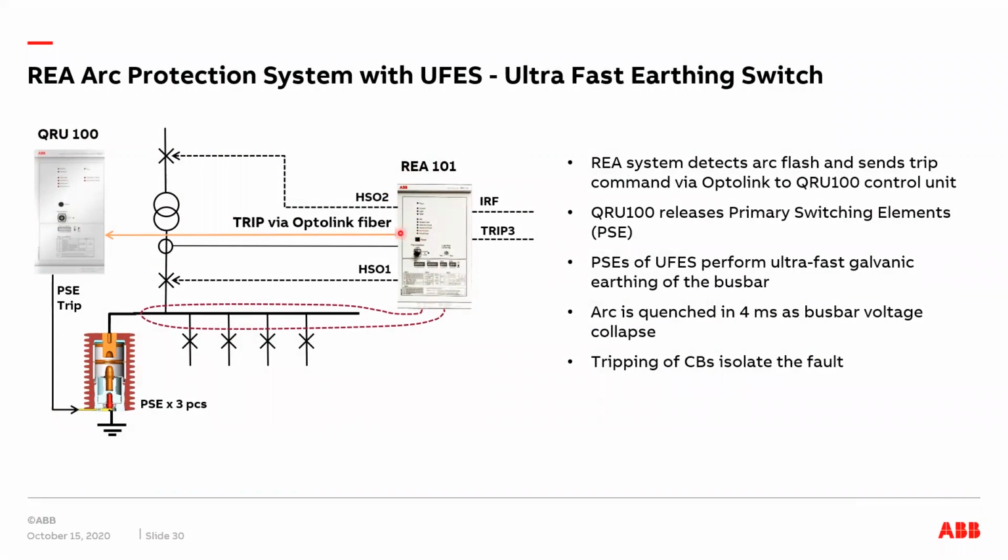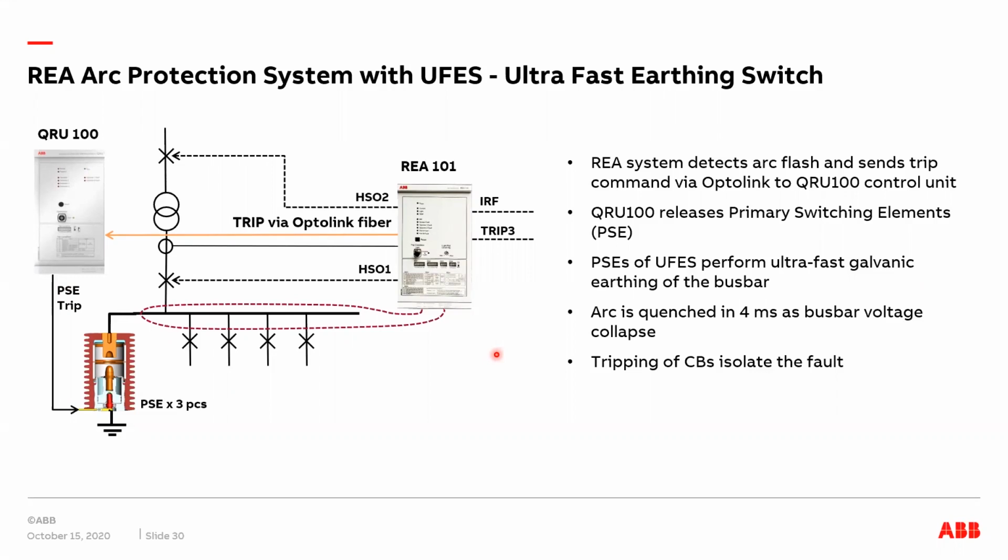The REA 101 unit sends the trip signal by optolink fiber to this so-called quick release unit, and then it commands the primary switching elements to make ultra-fast galvanic earthing of the busbar. And the arc is quenched in 4 milliseconds as the busbar voltage collapses as a consequence of this galvanic earthing.